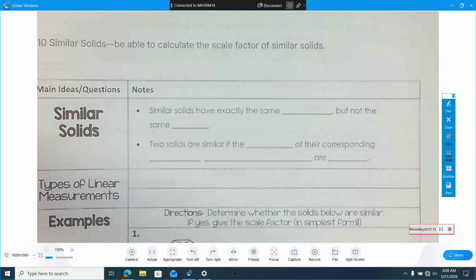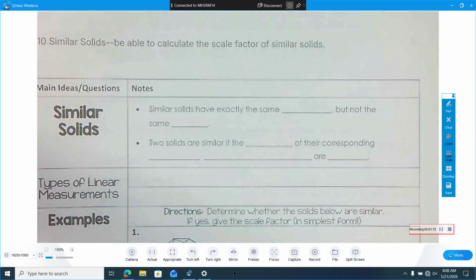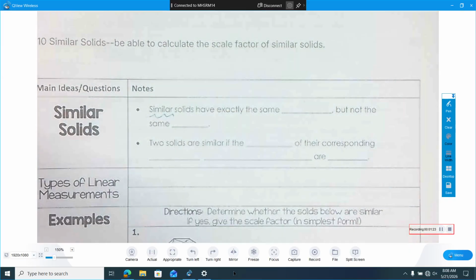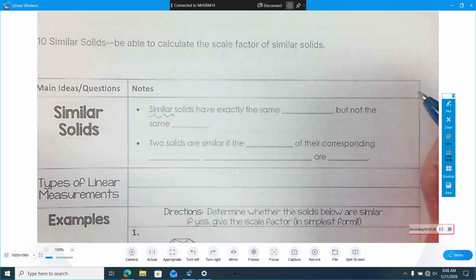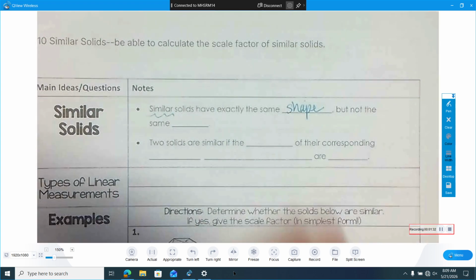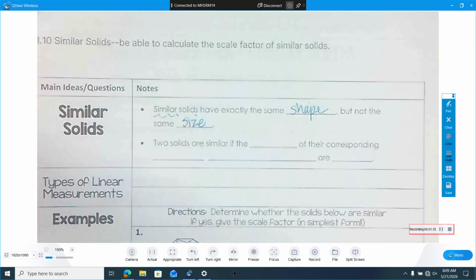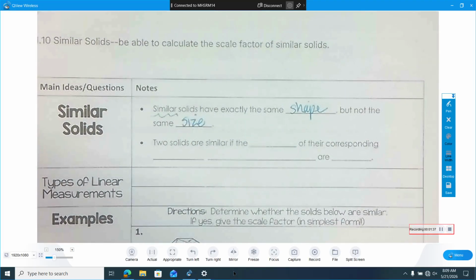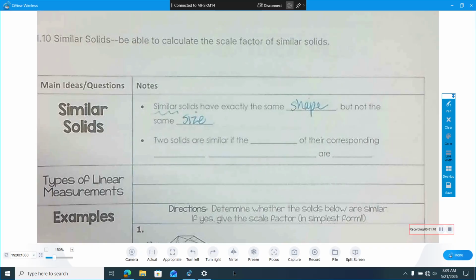All right, so we want to be able to calculate the scale factor of similar solids today. Similar, we've had that word before. We did similar triangles. Similar solids have exactly the same shape, but not the same size. We've got one big guy, one little guy. All they've done is grow proportionally. They've been enlarged, like with an enlarging ray or a shrink ray.